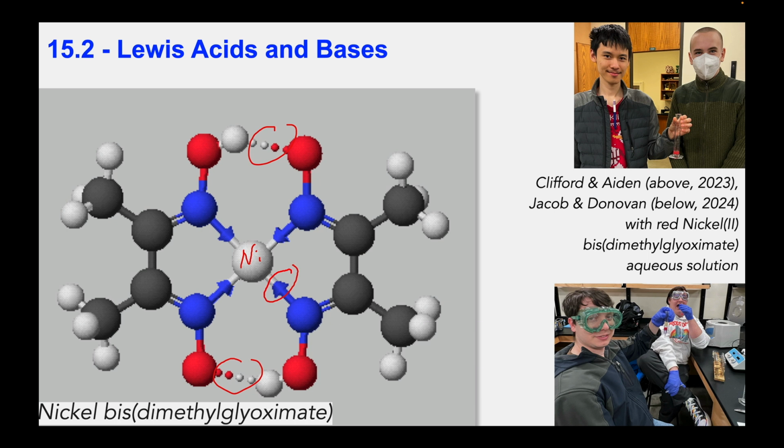This nickel bis dimethylglyoximate compound is kind of cool, and you will be making it in lab. On the right-hand side are some pictures from some students from the last couple years. They're holding in their hands either a test tube or a cylinder with this red compound. It's really a cool compound. You'll like it. But anyway, we will talk about this and make it in future lectures. But let's talk about Lewis acids and bases and how you can make these kinds of compounds.